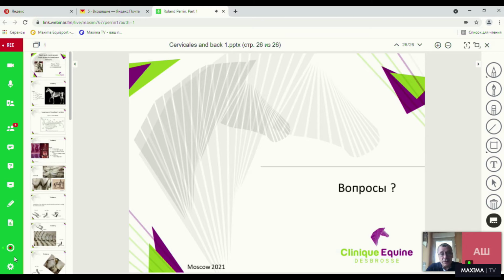The second key point: when the horse is turning, so when you have lateral flexion, the maximum of lateral flexion is at the level of the shoulder and not at the level of the saddle.